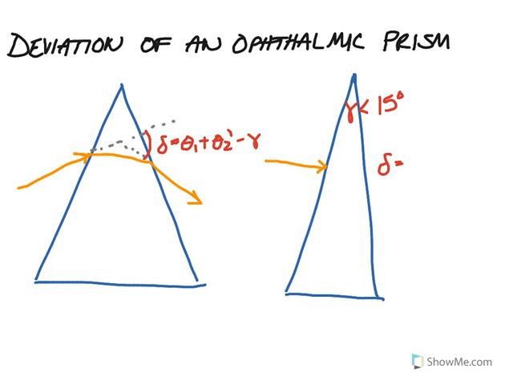And now it becomes n of the prism over n of the surroundings, minus 1, times the apical angle.